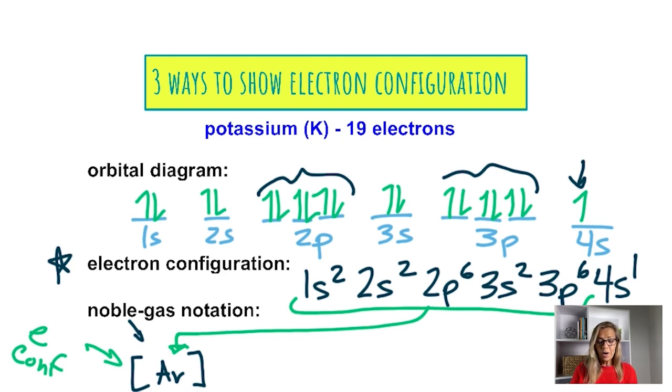Okay? So what we're saying is, hey, potassium is just 1 electron bigger than argon. So whatever argon was, just add 1 more electron and it goes in the 4s orbital. So that is the shortest of all, noble gas notation. And that's really handy if you're doing like a really, really big atom. So we go backwards to the last noble gas and then add what's left over.